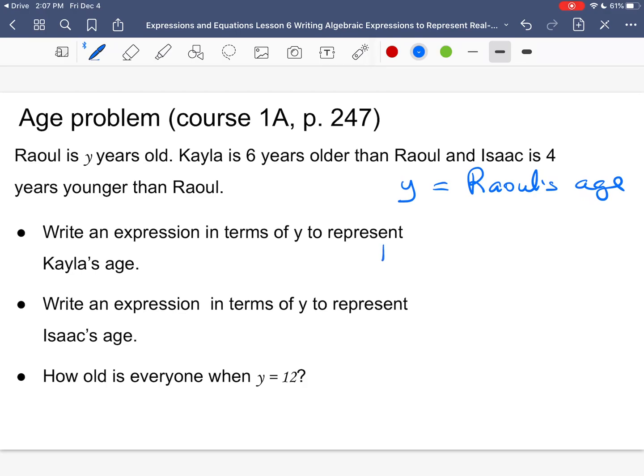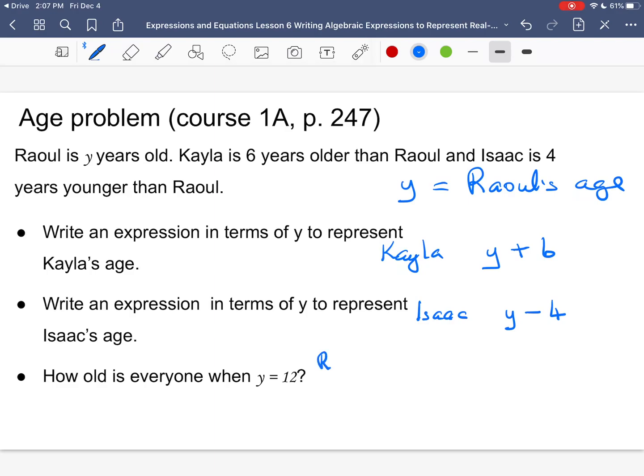So Kayla, we can represent her by being 6 years older than Raoul. So she will be Y plus 6. And Isaac is 4 years younger. So the expression to represent his age would be Y minus 4 because he's 4 years younger. So how old is everybody when Y equals 12?